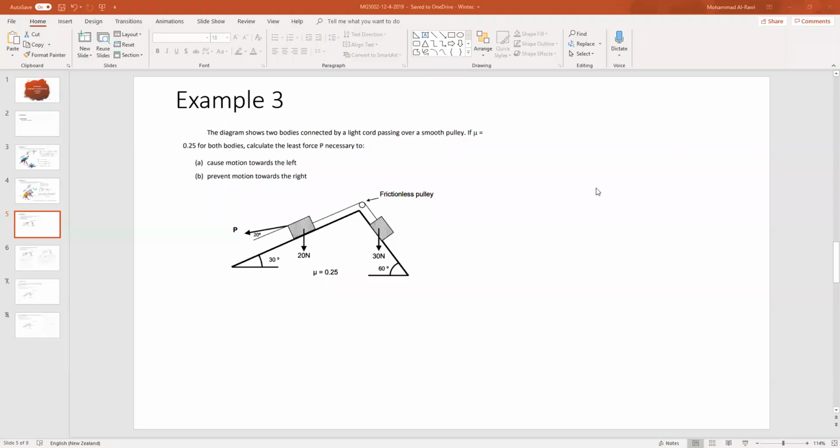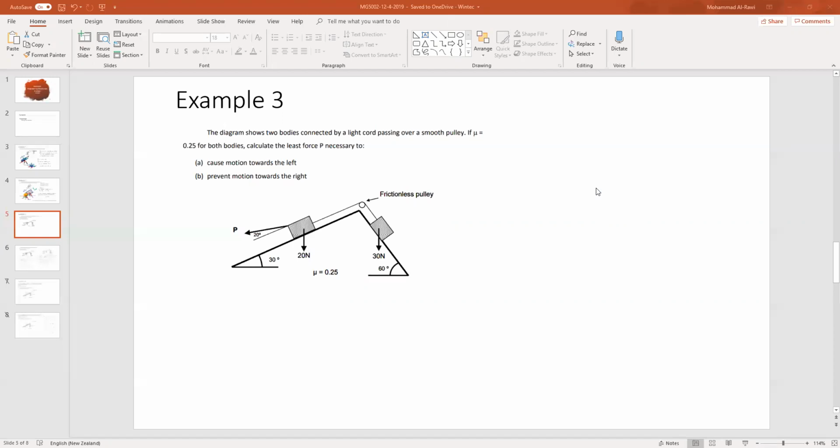So this is example 3. The diagram shows two bodies connected by a light cord passing over a smooth pulley, which means frictionless pulley. If mu is equal to 0.25 for both bodies, calculate the least force P necessary to A, cause motion towards the left. So that's the most important. How can we calculate P will cause motion towards the left?